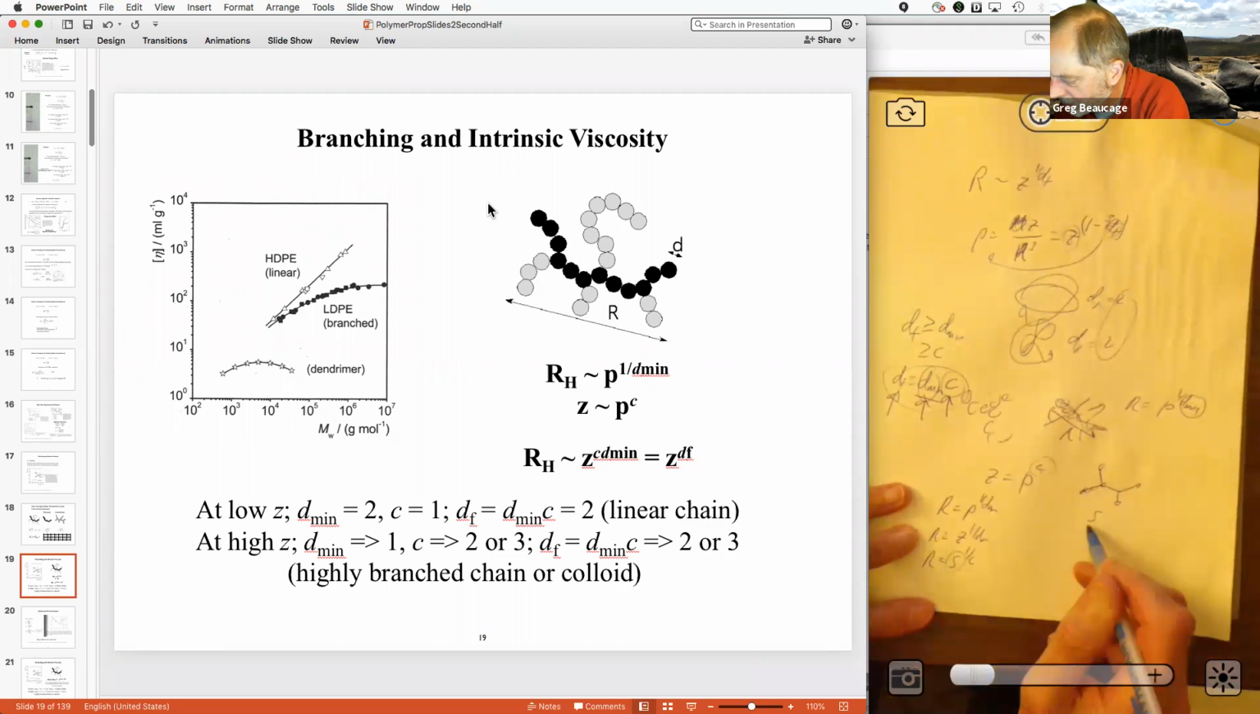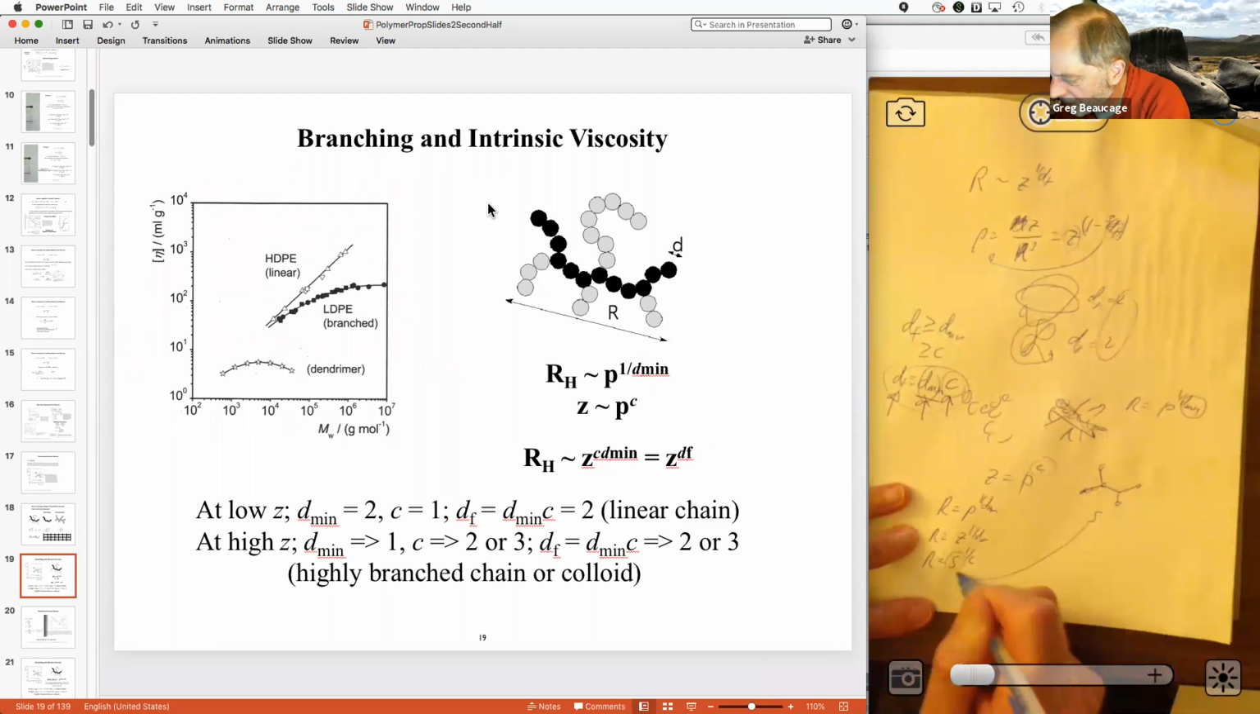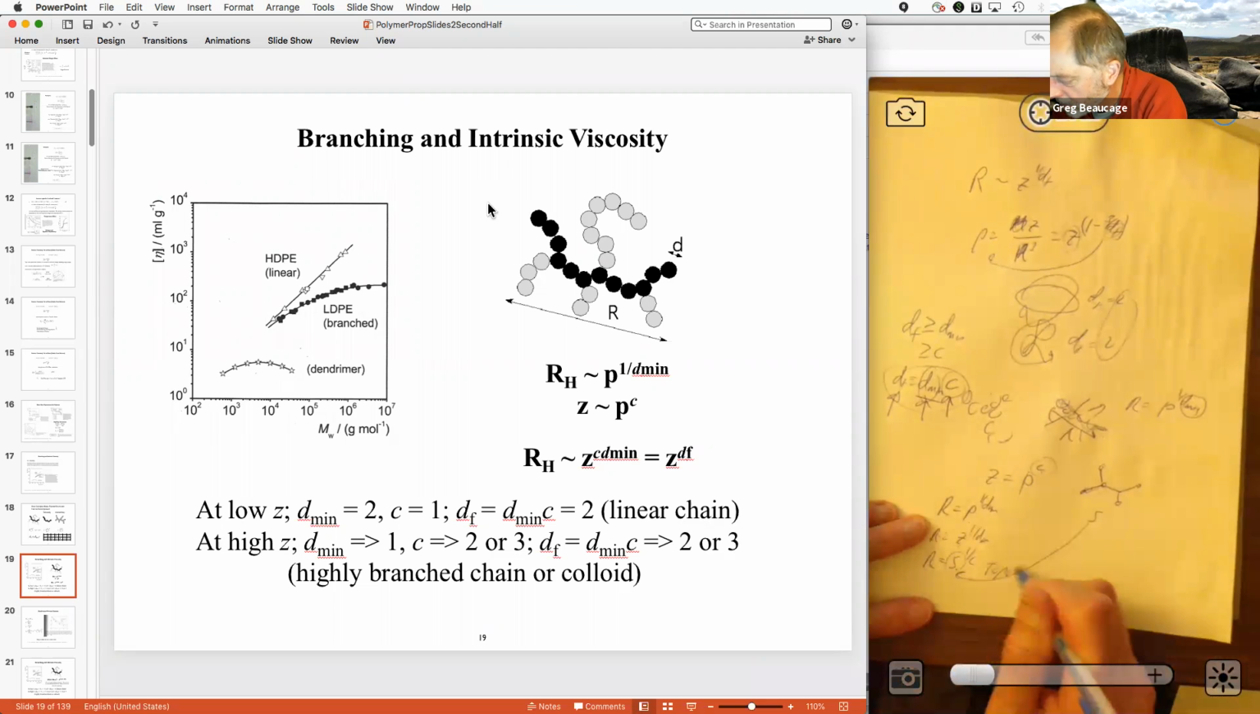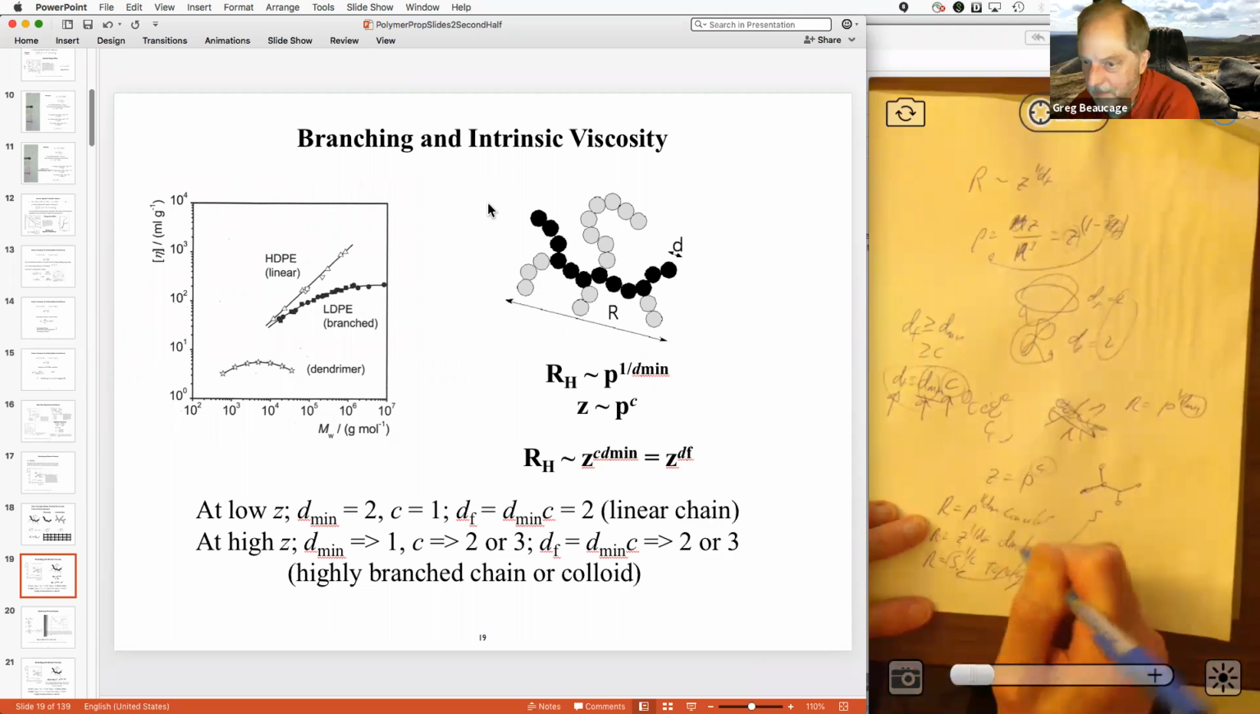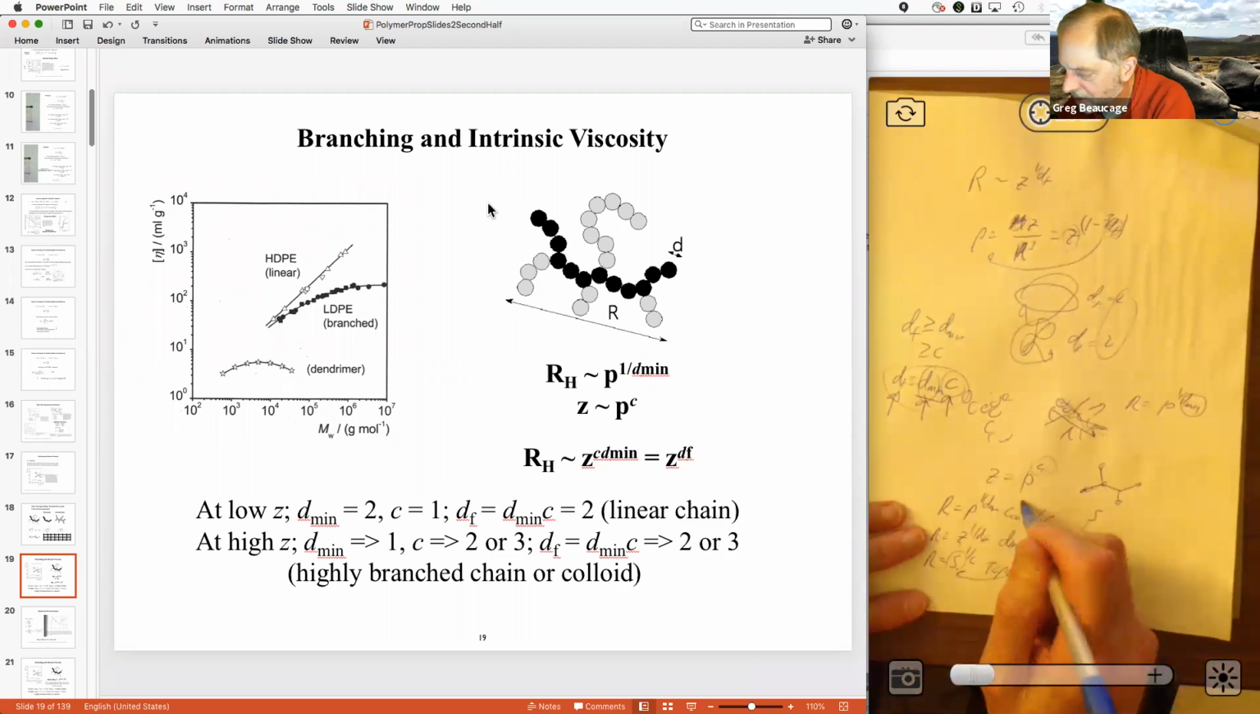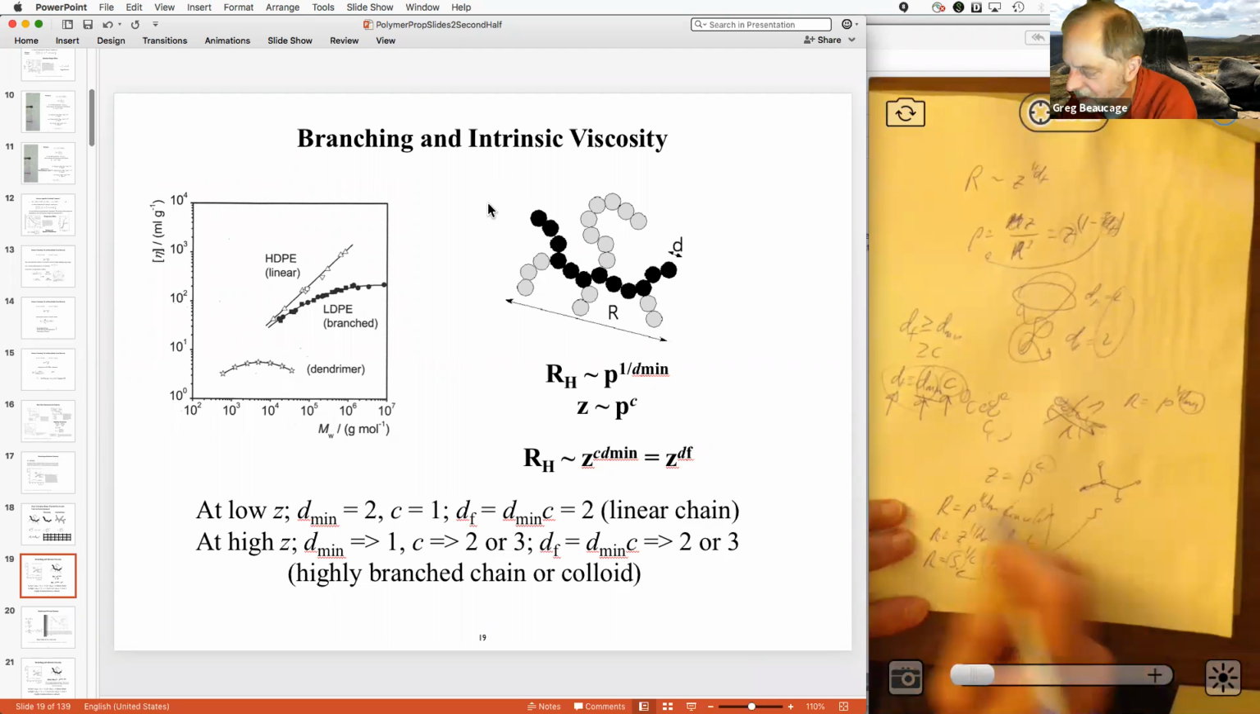Right? So R to the C gives you S, R to the D min gives you P, and R to the DF gives you Z. So this is topology, this is convolution, and this is density. So you can break apart the structure into that, and with that you can tell what it is.